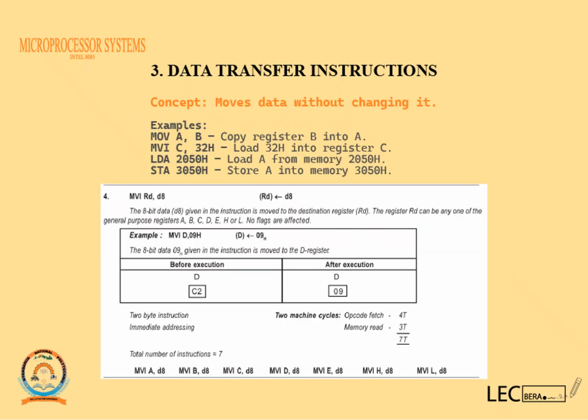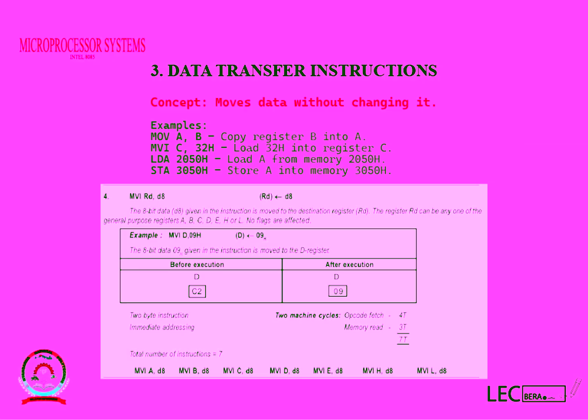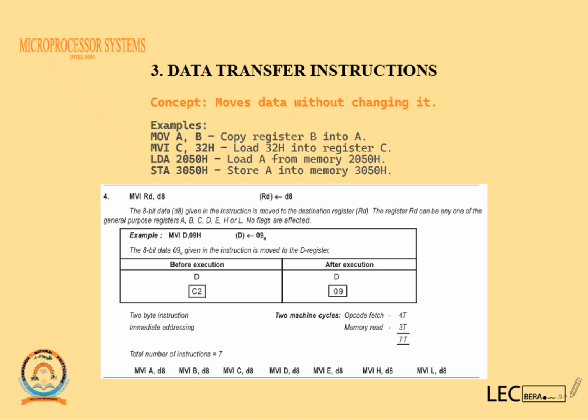Don't worry. I want us now to look at our first type of instruction, which is the data transfer instruction. Data transfer instructions move data without changing it. When we want to move data without changing it, we use data transfer instructions. They are used to exchange data between registers, or between a register and memory, or between memory and input-output devices. This is very important. You understand that.